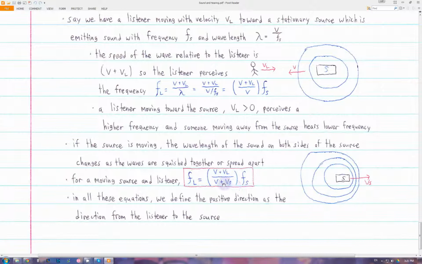Whereas if the source of the sound is moving towards the listener, then V_S will be negative and the listener will hear a higher frequency. Because as the source moves this way, the sound waves over here will clump up together and they'll all hit the listener with a higher frequency.